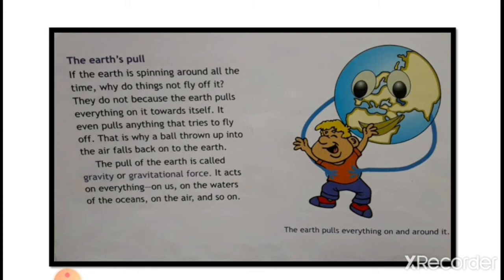When we are throwing a ball up into the air, what happens? Yes, after some time it will come back to the earth. So this shows that the earth is always pulling everything towards itself. That is why things do not fly off it. So the pull of the earth is called gravity or the gravitational force. This is very important. It acts on everything, on us, on the waters of the ocean, on the air, and so on.